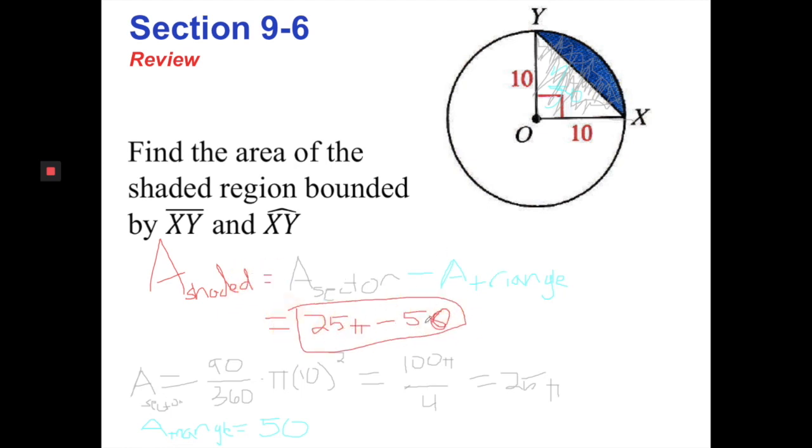And that is how you should leave your answer. Leave it in terms of pi. There's no pi over here. Can't combine these. This is irrational. That is rational. So you can't combine those through addition or subtraction. That's as simplified as your answer should be.